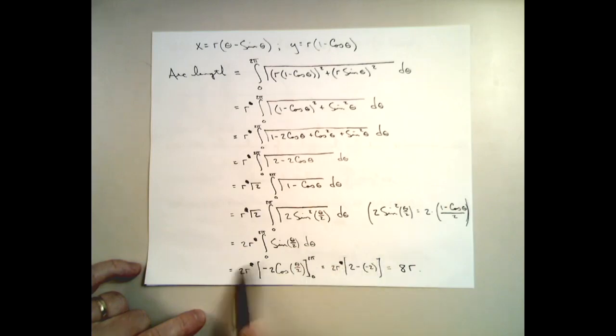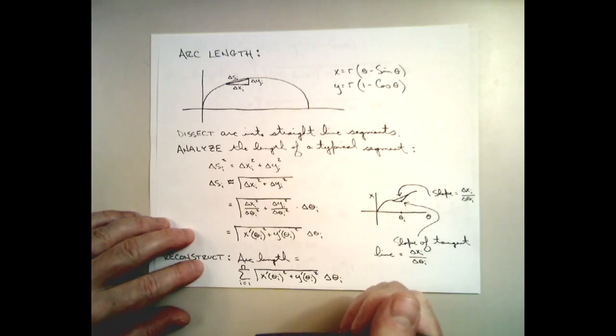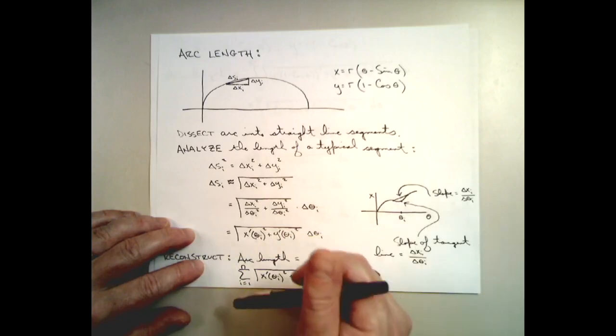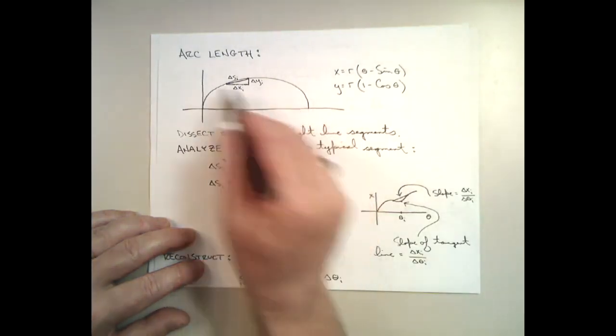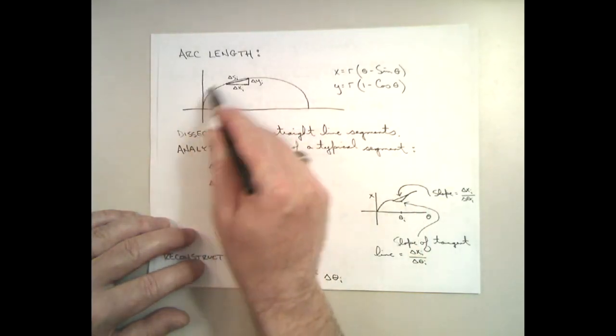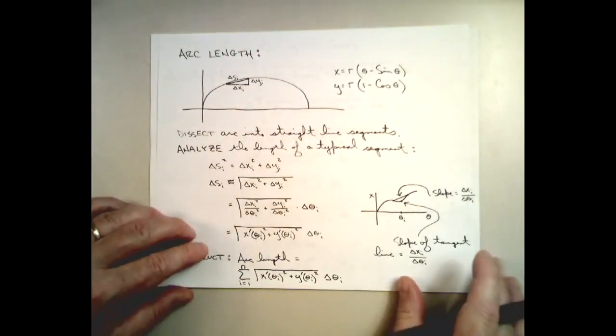And that has a pretty simple integral. But the answer turns out to be very interesting. The answer of 8r tells me that the length of one period of the cycloid is exactly 8 times the radius of my generating circle, or if you like, 4 times the diameter. So if I took my generating circle and looked at the diameter of it and placed that diameter on here, I'd be able to place it on here 4 times, and I'd have exactly the length of the cycloid.